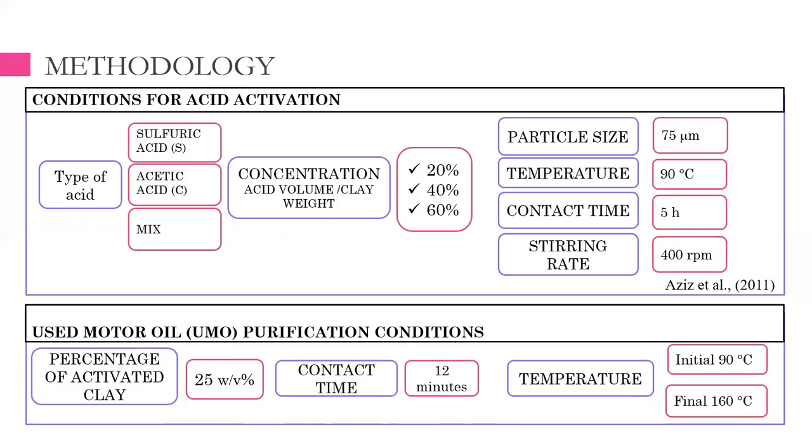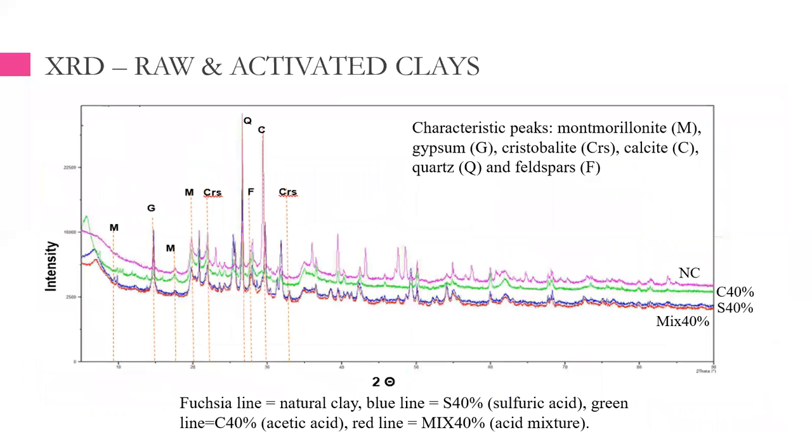So here we have some of the results that we obtained. As you can observe here, we have the X-ray diffraction pattern for the natural clay here. And for the activated clays using acetic acid, sulfuric acid, and a mixture of these two acids, in every one of these cases using a 40% concentration. As you can observe, there is a decrease in peak intensity in all the activated clays, which demonstrates the changes in the mineral composition that we have in the materials that we are analyzing.